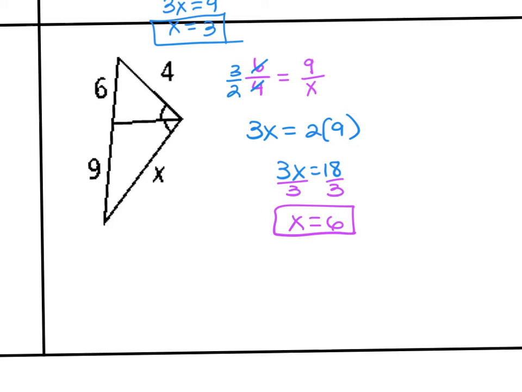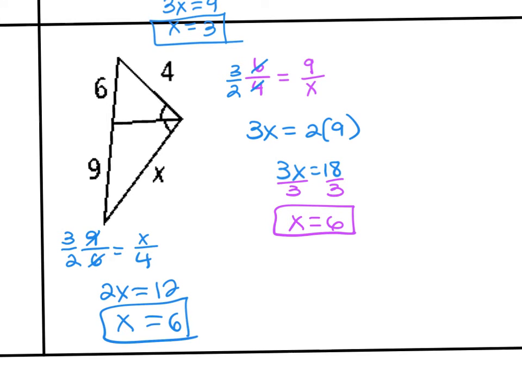I did 9 over 6 equals x over 4. And then I simplified 9 to 3 and 6 to 2. Cross multiplied 2 and x, you got 2x. And cross multiplied 3 and 4, I got 12. And then I got 6 as the answer. Good job. That's the right answer.